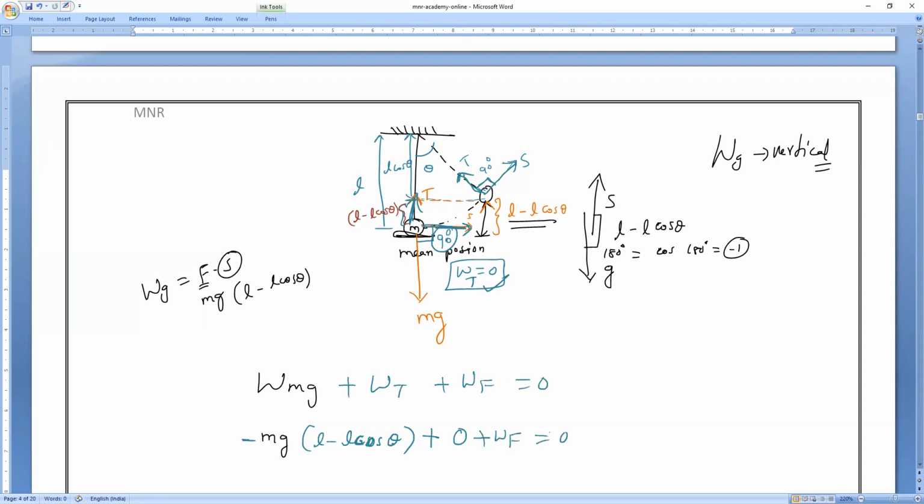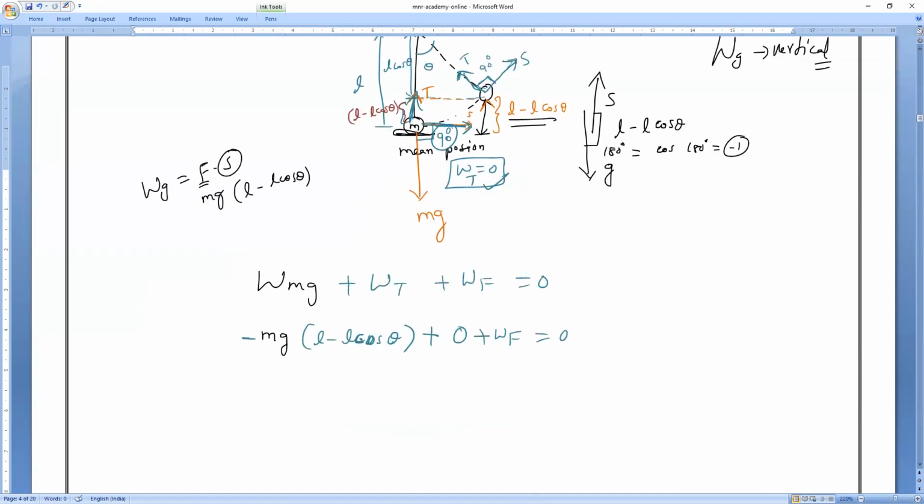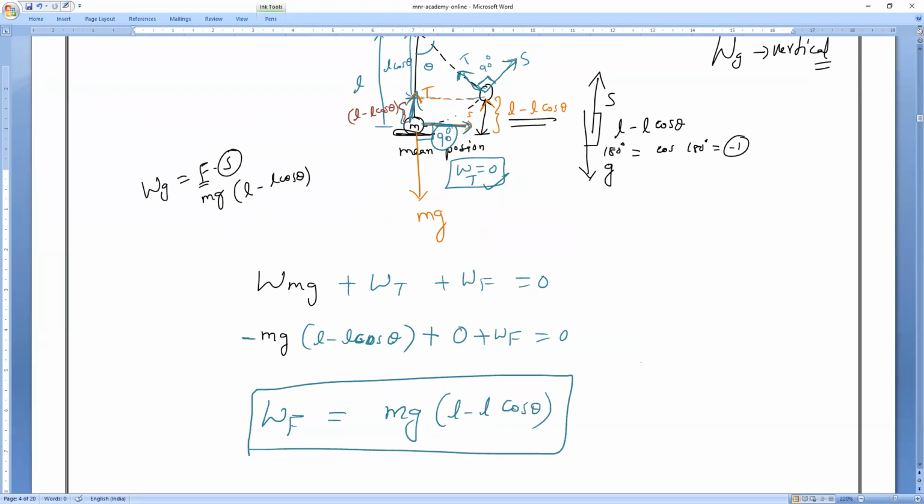So what is the work done by the applied force? Verify it, everybody. Work done by the applied force is equal to mg into L minus L cos theta. That's all it is. Okay? All of you clear?